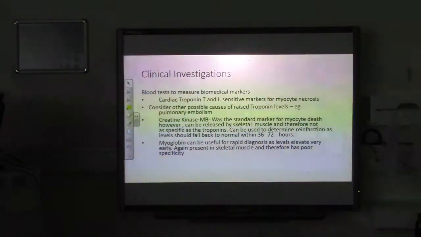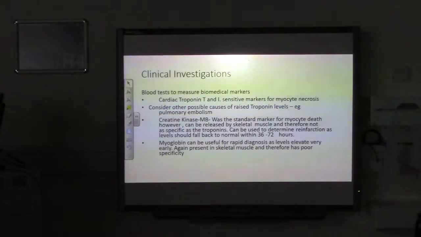So what investigations will be carried out? Well, probably the first thing to be done would be to take some blood tests to measure biomedical markers. Cardiac troponin T and I are very sensitive in patients where there's been necrosis of the myocardium. In patients with unstable angina, marginally high levels of troponin might indicate the high likelihood of a subsequent infarction, and these markers often stay elevated for up to 2 weeks.